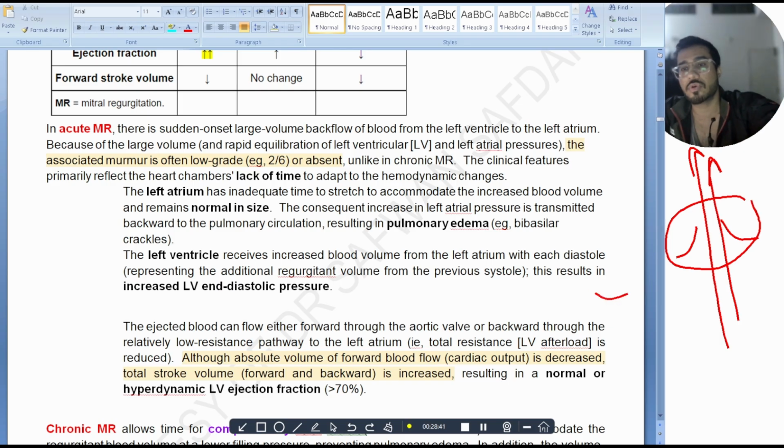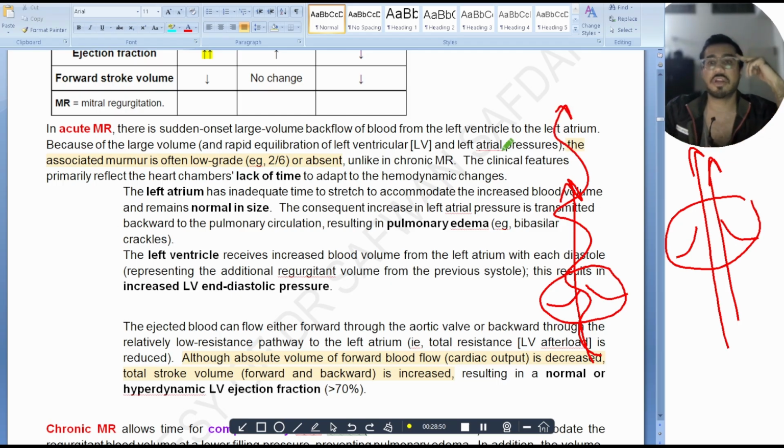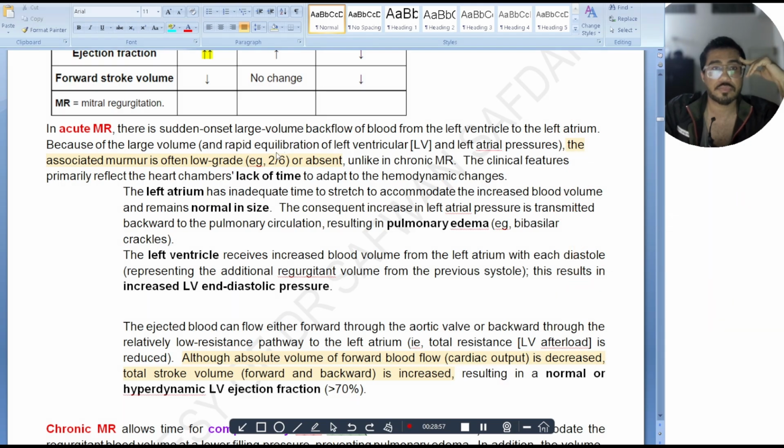But when it comes to chronic compensated, you're going to be able to hear a murmur because now the blood is going to be turbulent in its flow because of the narrow opening. So I also wanted to mention this point as well. Unlike in chronic MR, the clinical features primarily reflect the heart chambers' lack of time to adapt. The left atrium won't be able to adapt, and the left ventricle won't be able to adapt as well. The left atrium has inadequate time to stretch to accommodate the increased blood volume and remains normal in size.